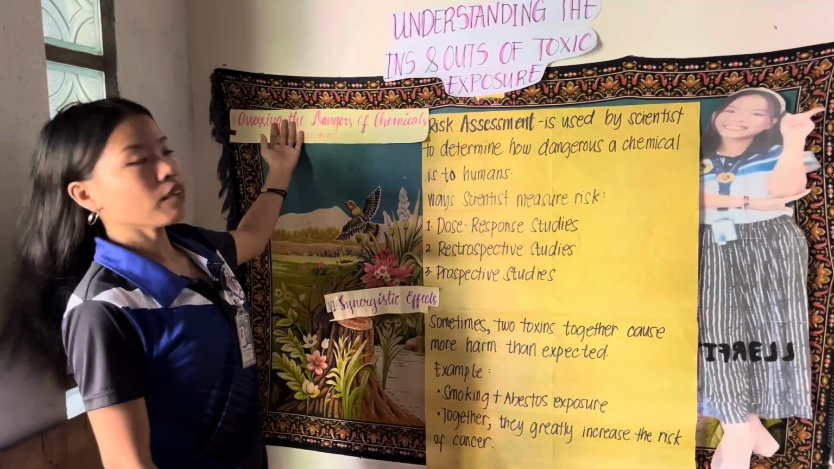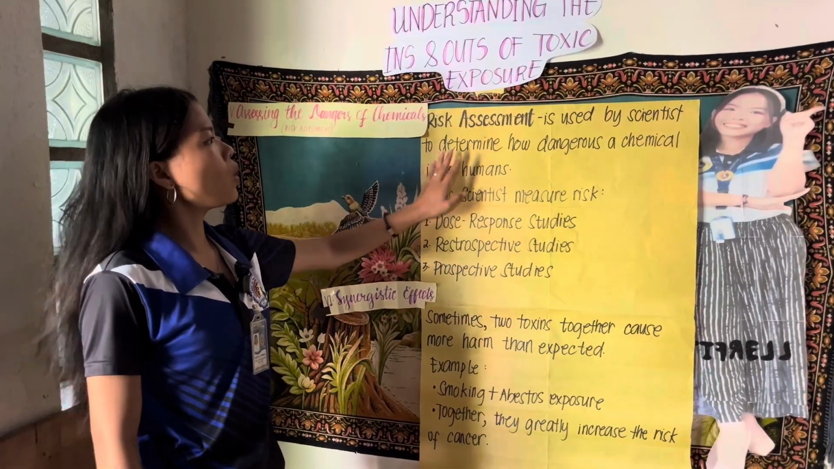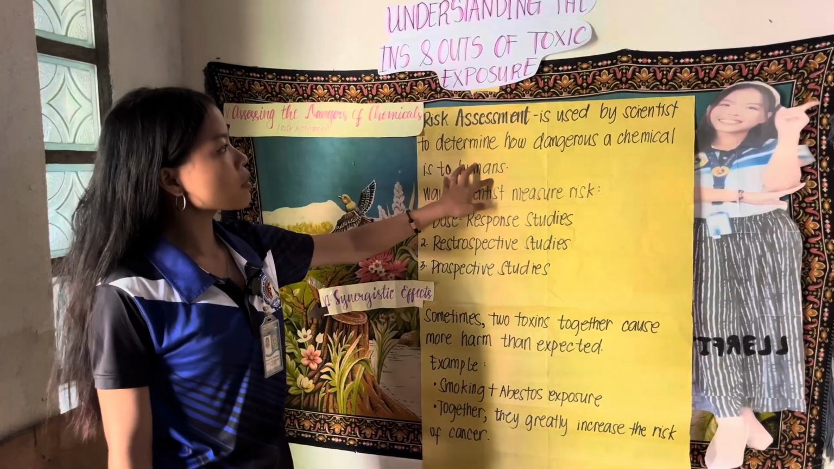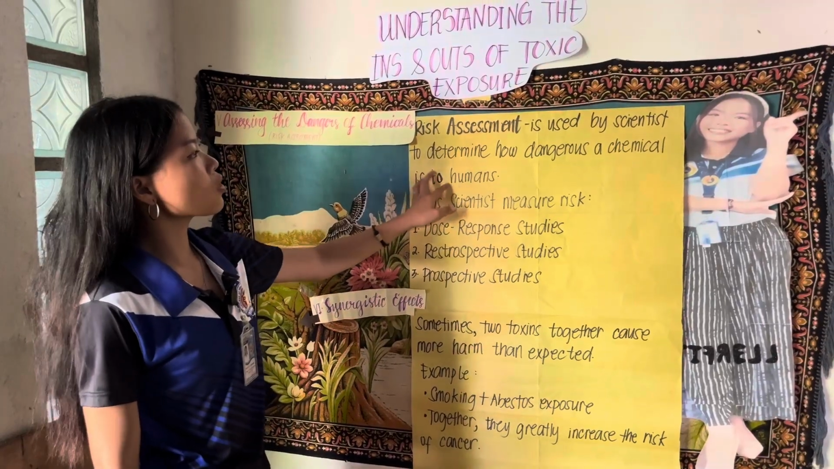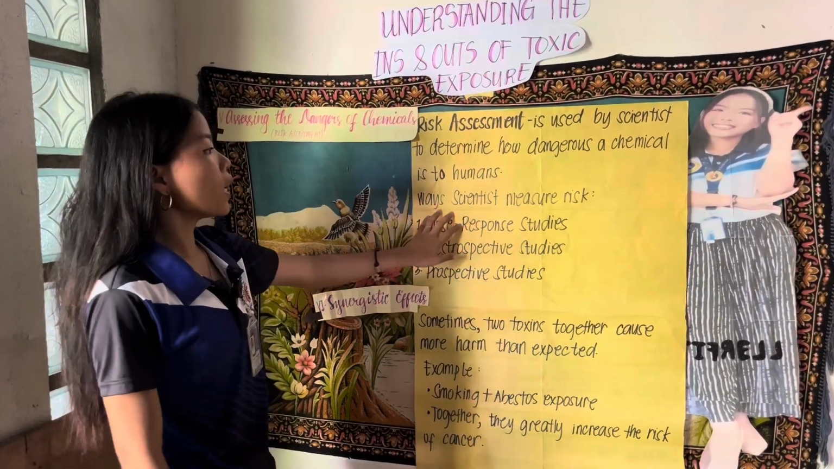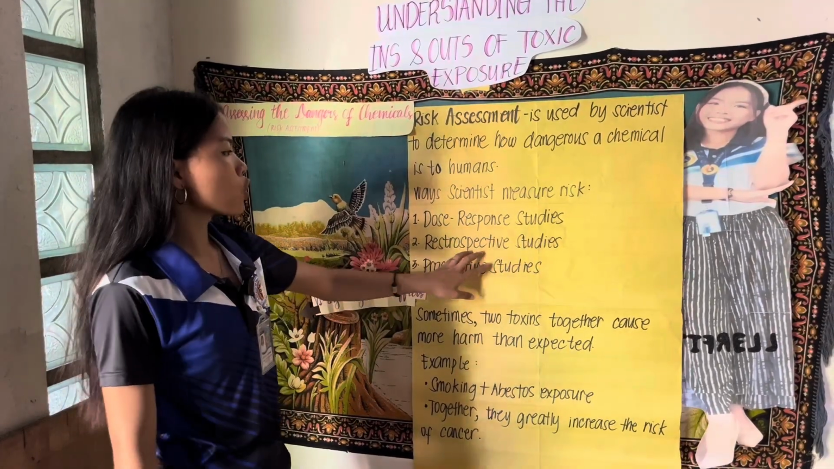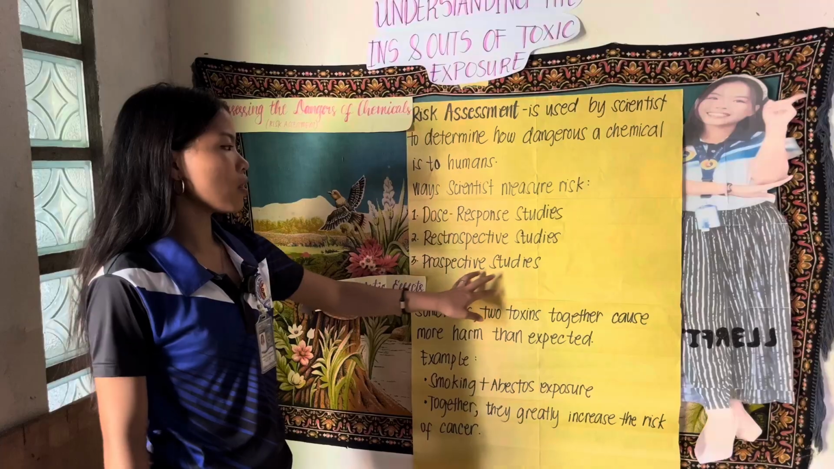Number five is assessing the dangers of chemicals: risk assessment. What is risk assessment? Risk assessment is used by scientists to determine how dangerous a chemical is to humans. The ways scientists measure risk are dose-response studies, retrospective studies, and prospective studies.